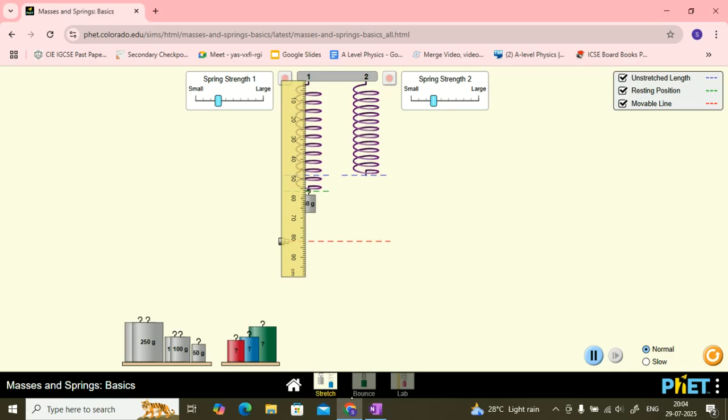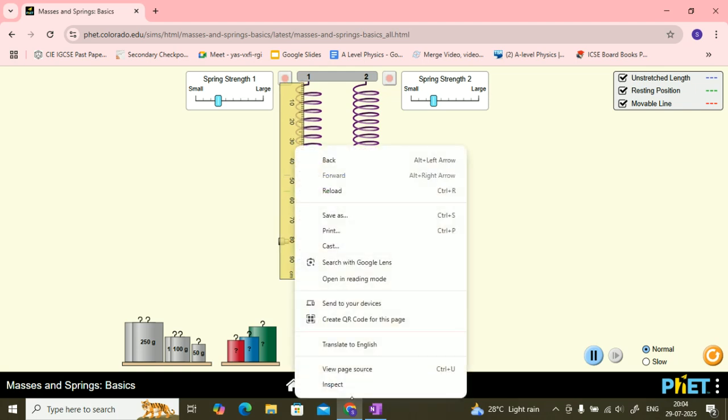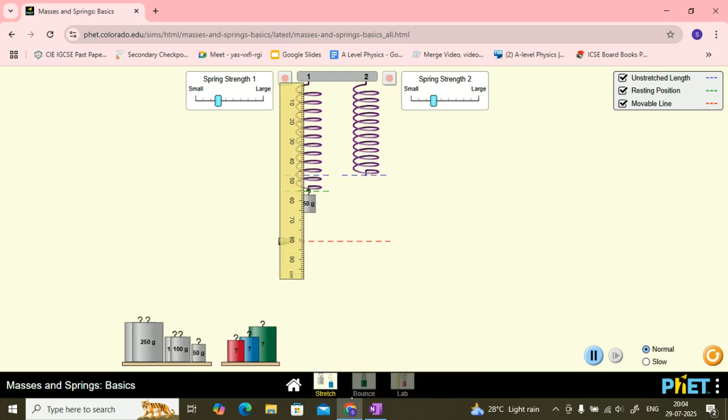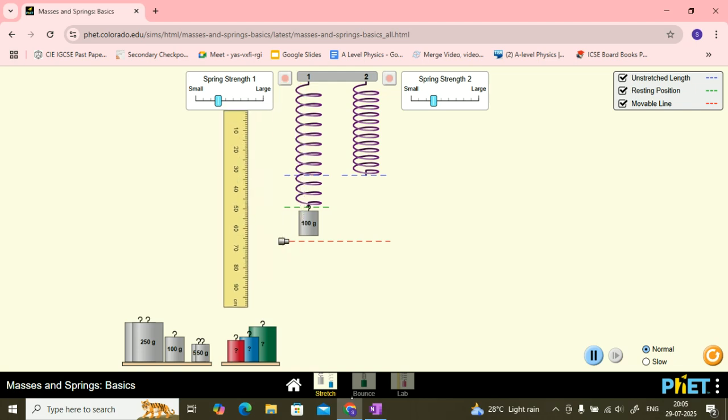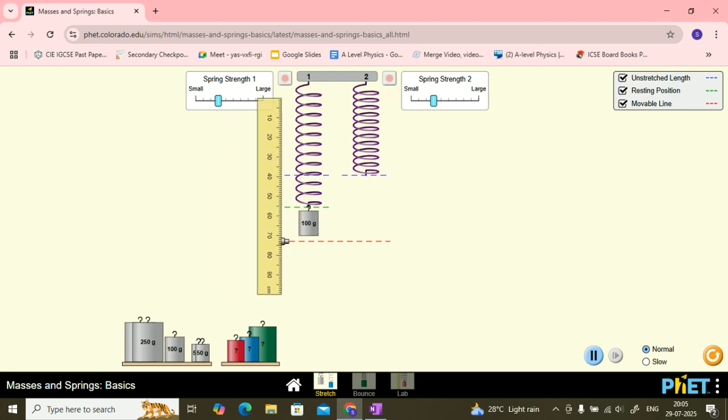Now let's see, if I attach 100 gram to this particular spring, so that means I am attaching 50 grams more to it. So what happens? The original length of this spring was, let's see the blue line again, it was 48. That is not changing, every time it is going to be the same. Now the new length of the spring comes out to be 64.